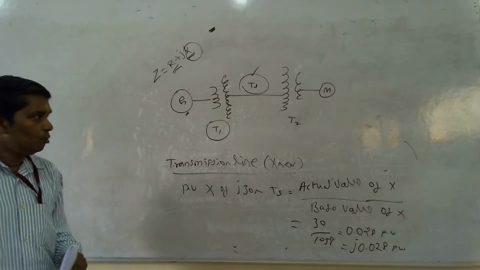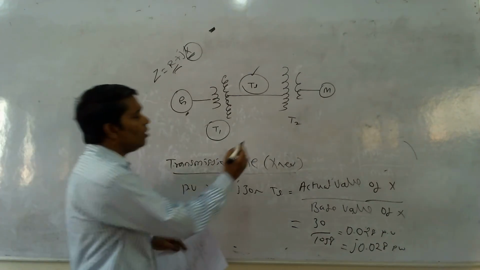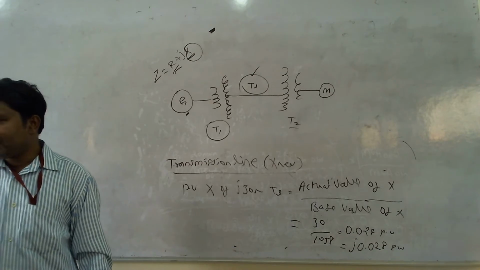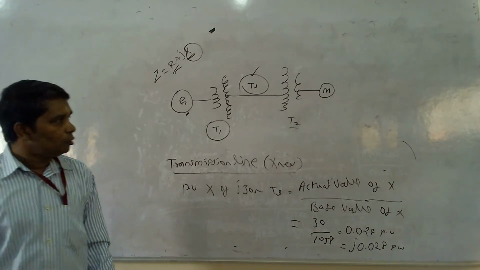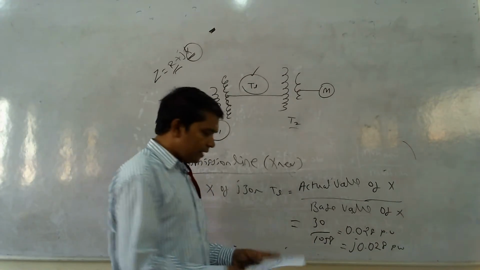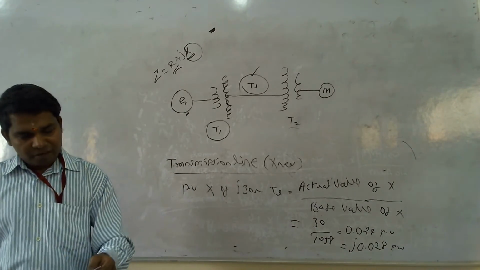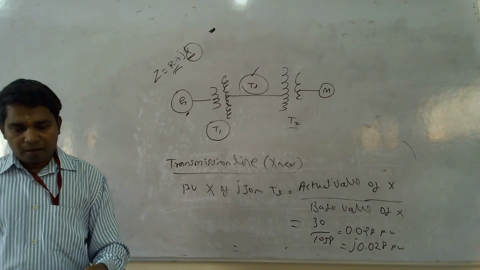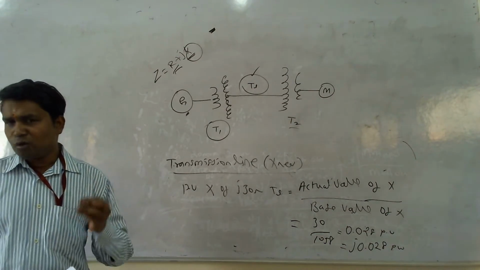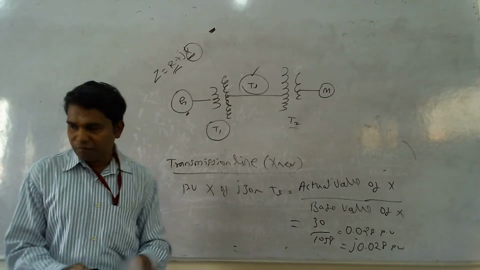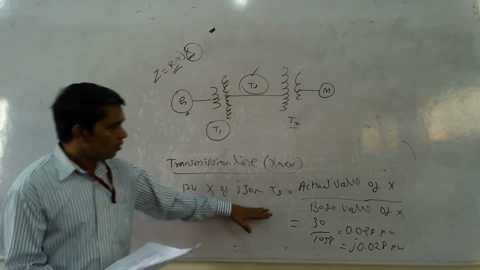Next, what we have to do? We have to calculate for the transformer 2. So transformer 2, if you see that data, what data are given for the transformer 2? We have been given the reactance values in percentage. So there is no problem. In the previous case formula we have to use, not this formula, right?